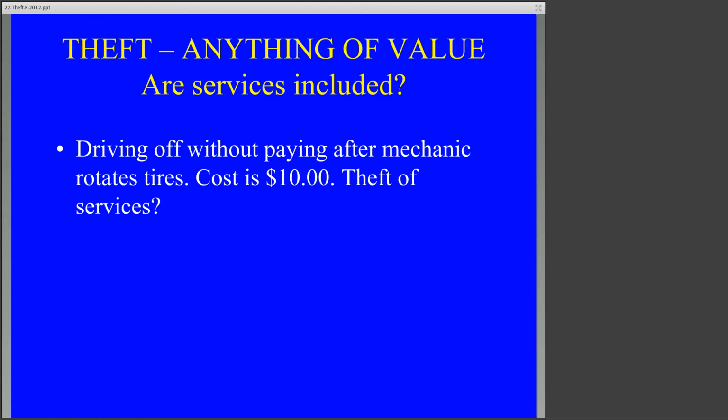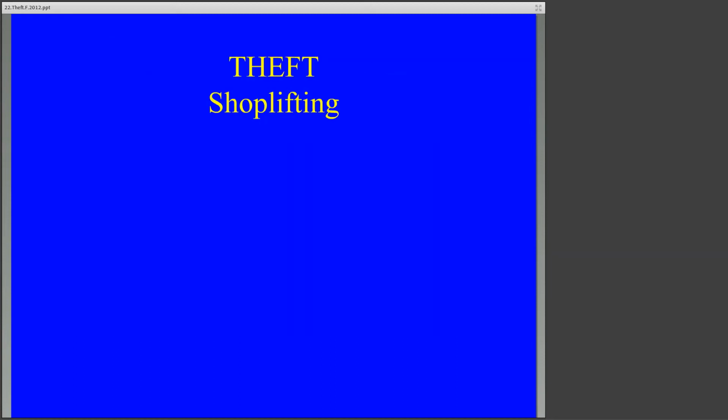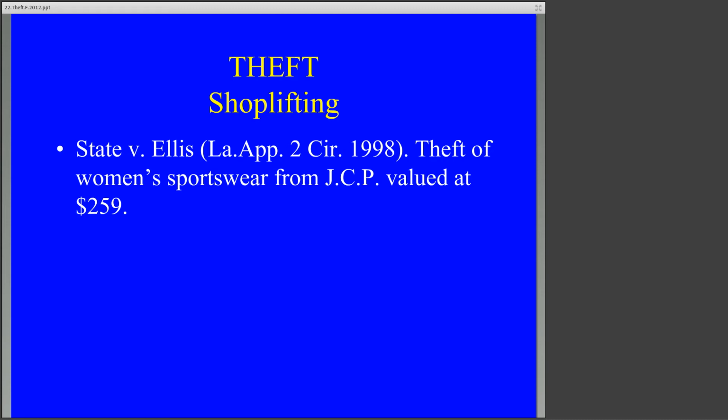We talked about this earlier. What if a person drove off without paying a mechanic after the mechanic rotated the tires? The cost of the rotation is $10. That would be covered under our modern day theft statute. Theft of services, or the value of the service to rotate the tires. The district attorney could easily charge that and get a conviction.